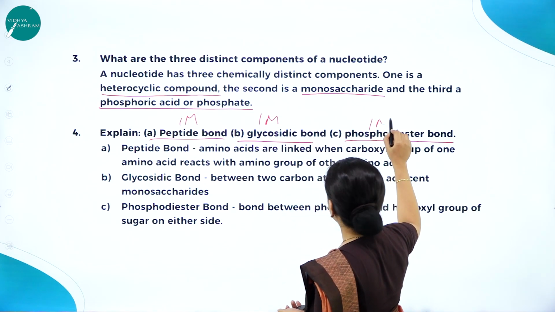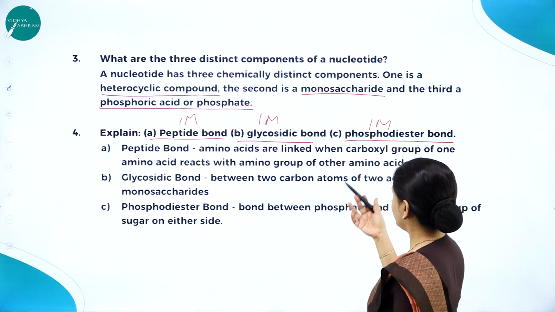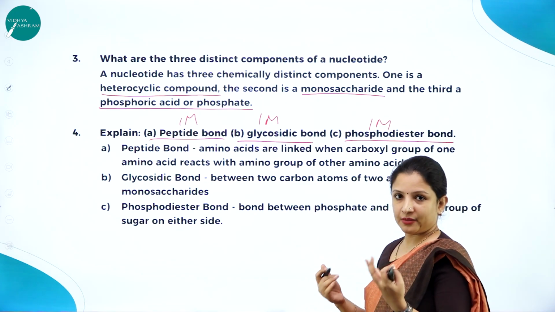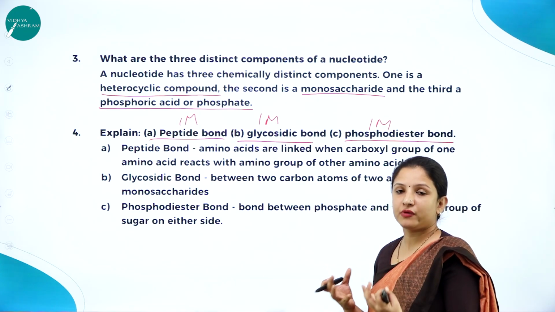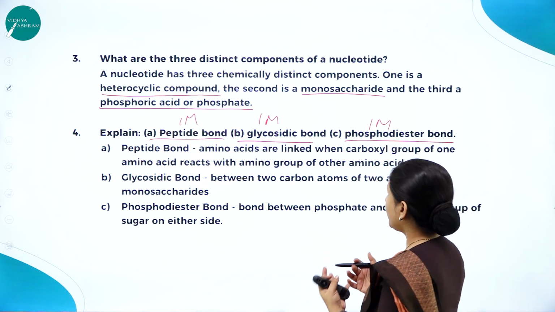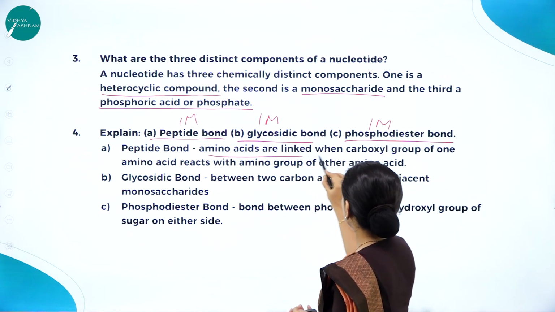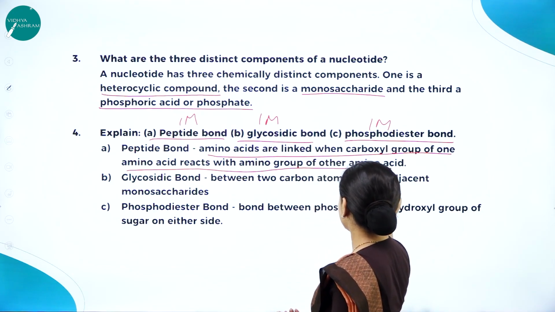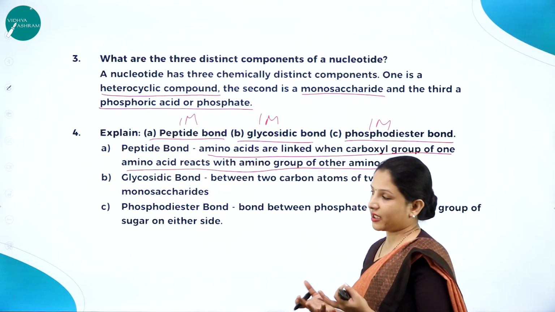So you have to explain peptide bond, glycosidic bond, phosphodiester bond. So peptide bond, so where do you find them? Peptide bonds are usually found between 2 amino acids. So amino acids are linked with carboxyl group of one amino acid with the amino group of the other amino acid through a peptide bond.